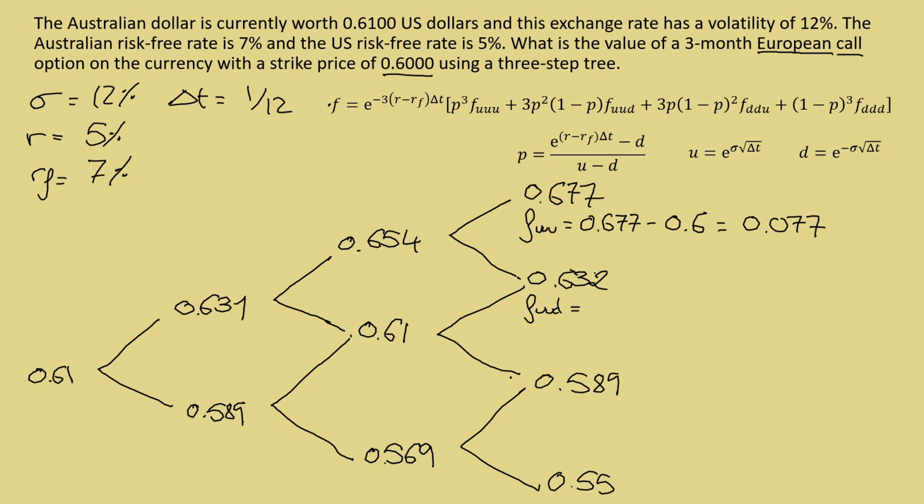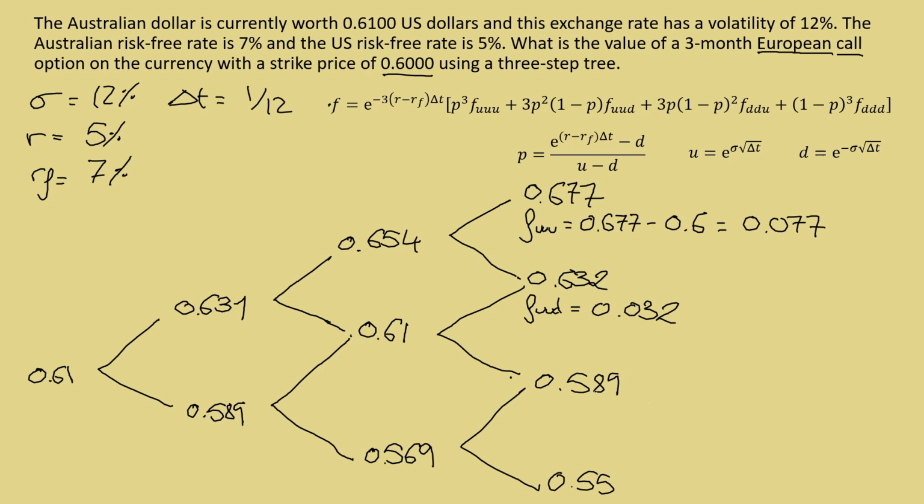And here's the same process. The currency value is higher than the strike price. Therefore, the investor is making money. Therefore, he would exercise the option and he would make the difference. So 0.032. But what about these two here?